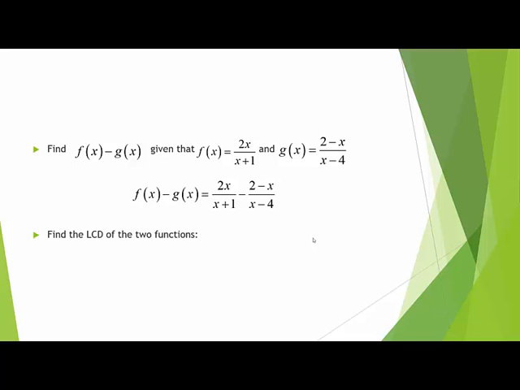Next, we have to find the LCD, or least common denominator, of the two functions, since they don't have the same denominator. To do this, we simply multiply together the two denominators to obtain the LCD, which is x plus 1 times x minus 4.